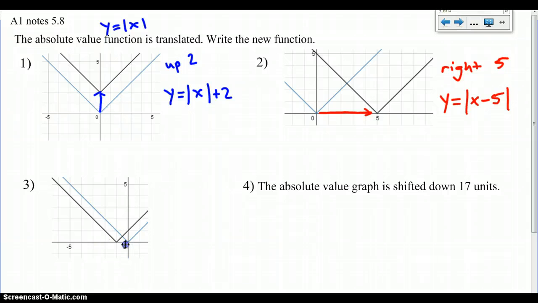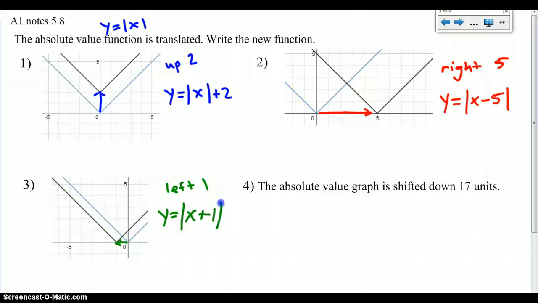All right, on number 3, you can see on this graph it's a fairly small change, but we've shifted left by 1 space. So our function to graph left 1 space would be y equals the absolute value of x plus 1. Again, horizontal means your movement happens from inside the absolute value bars, and left is when you have a plus, and right is when it's minus.